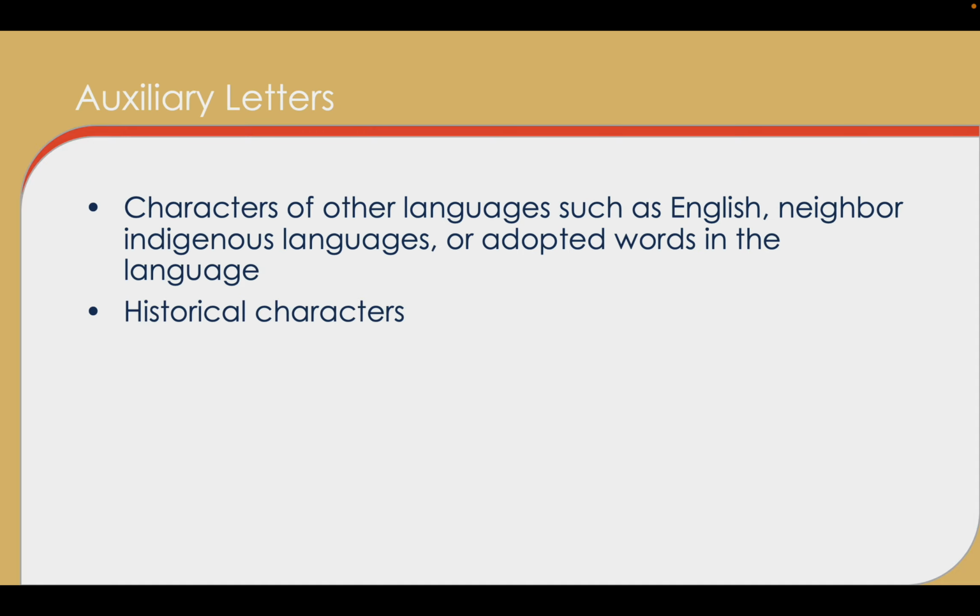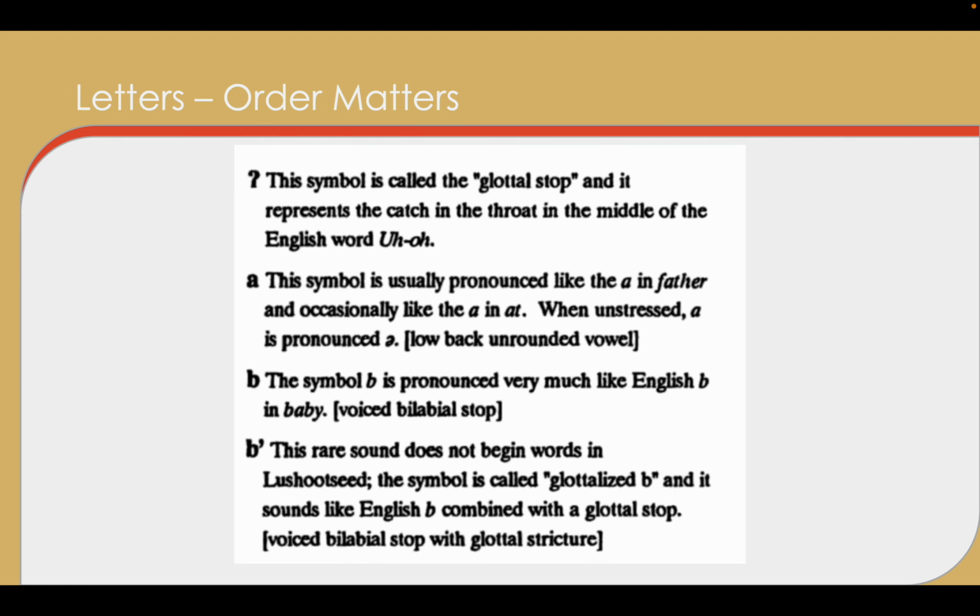All right, we talked about main letters and those typically in a dictionary. We talked a little about auxiliary letters earlier. I'm just sort of recapping that. Maybe I'll have another presentation where I give some really good examples of this. English characters might be a good one for Lashutseed, because they're going to throw in some English words along with Lashutseed words.